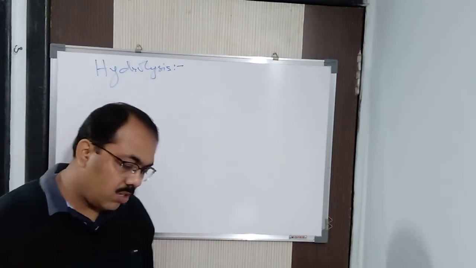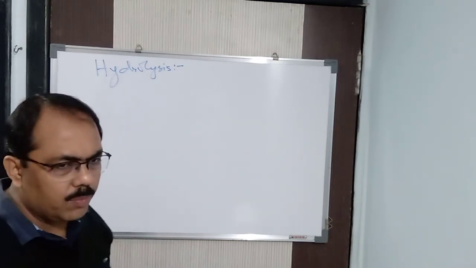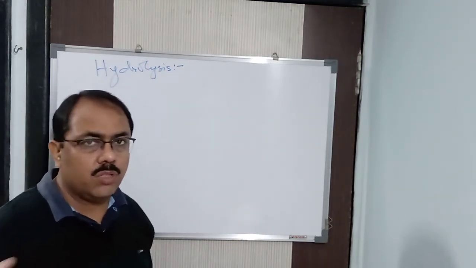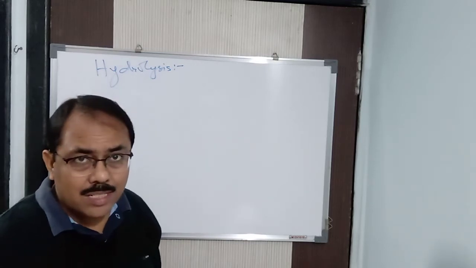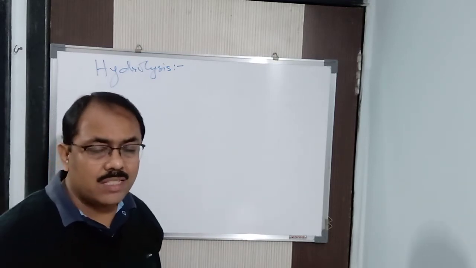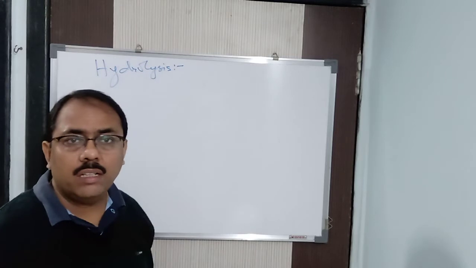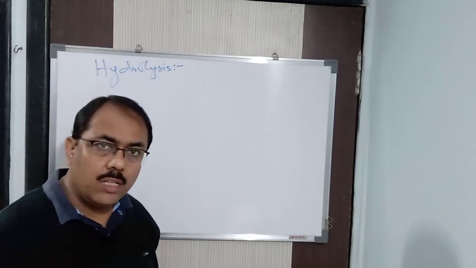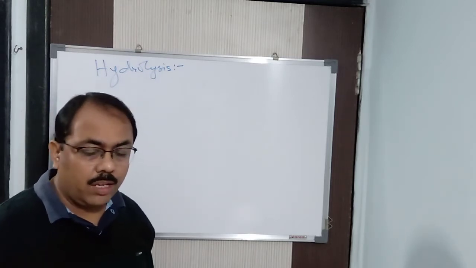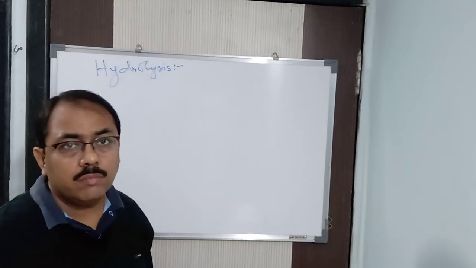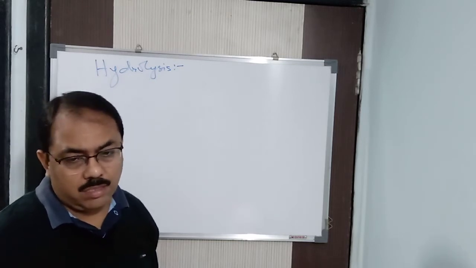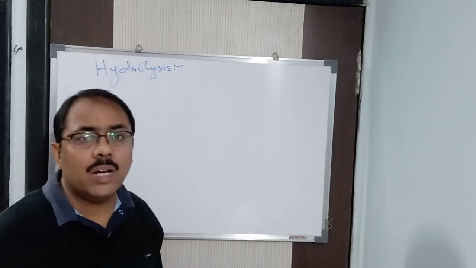Next we have the salt of a weak acid and weak base, meaning both the acid and base are weak. Like ammonium acetate. Ammonium acetate is made up of ammonium hydroxide and acetic acid, both weak in nature. We can also have magnesium formate, from magnesium hydroxide and formic acid, and ammonium carbonate.